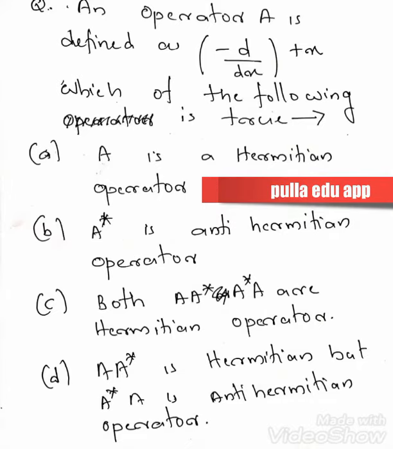Hi friends, an operator A is defined as minus d/dx plus x. Which of the following is true? Statement A: A is a Hermitian operator.